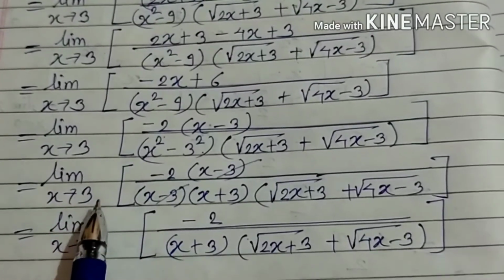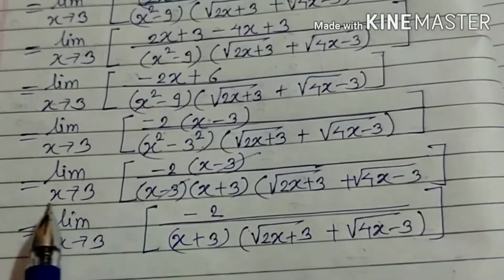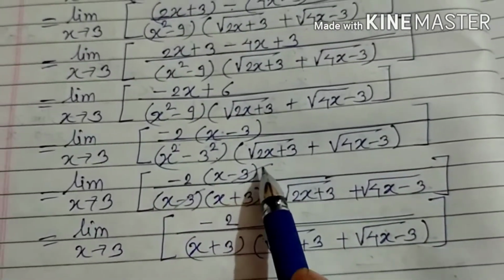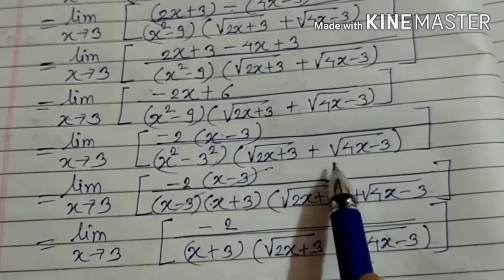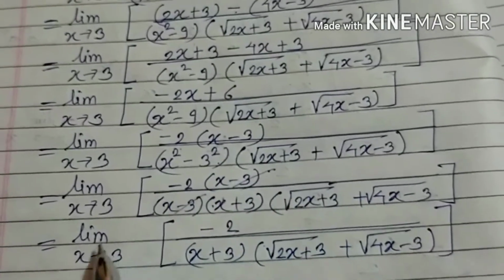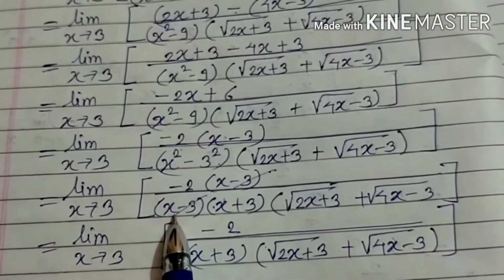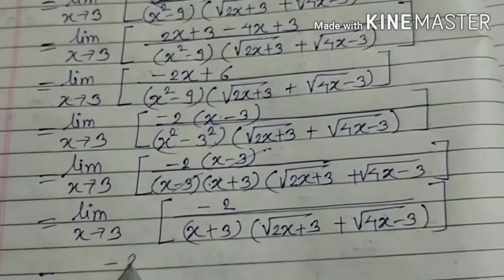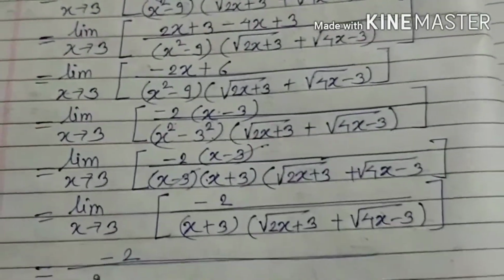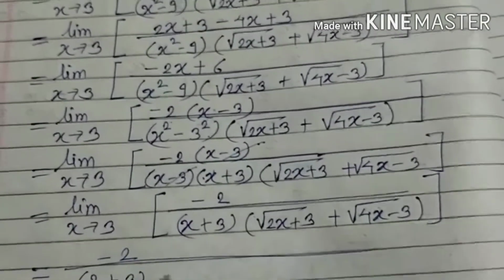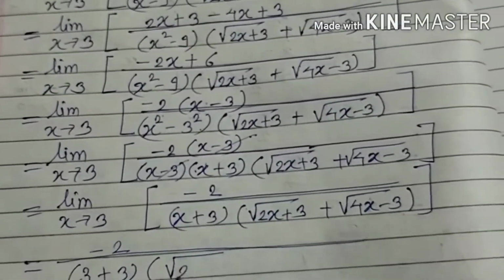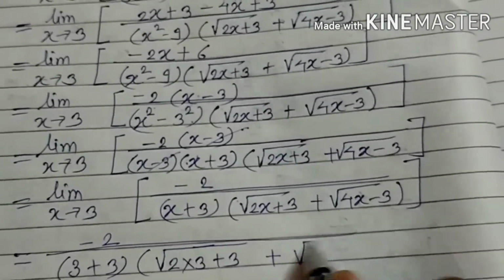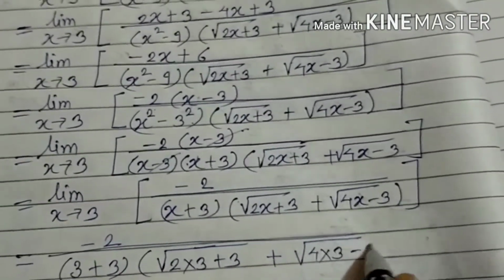Here x tends to 3 means we have to eliminate the term x minus 3, and you can observe that here we cancel the term x minus 3 which makes it infinity. So after cancelling this term we can apply the limit. Now apply the limit. So minus 2, 3 plus 3 under root of 2 into 3 plus 3 plus under root of 4 into 3 minus 3.